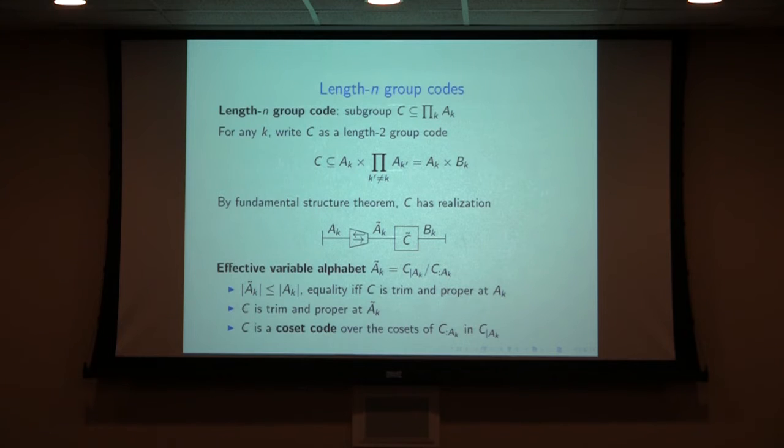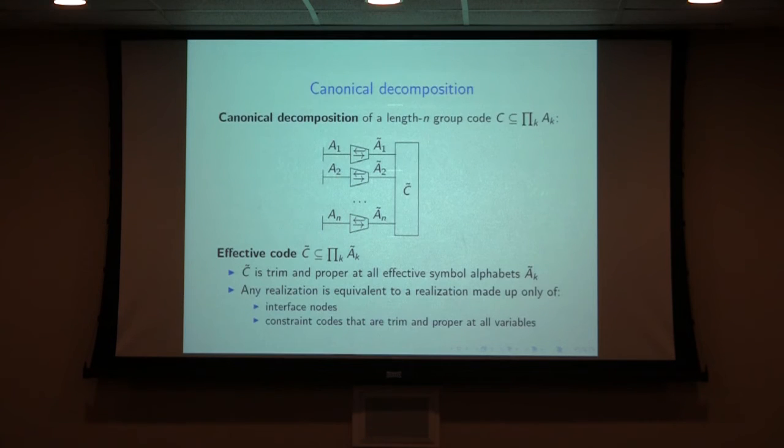And now that I've done this, the code, I should say here, C tilde, is trim and proper at A tilde, and I've reduced the code to the form of what I've called a coset code. It's a code over the cosets of the cross-section of C and A, and that's all you really need. And you can apply this to all the inputs and get this general canonical decomposition of any length n group code where you have these interface nodes that take care of all the non-trimness and the non-properness that there might be in the input alphabets.